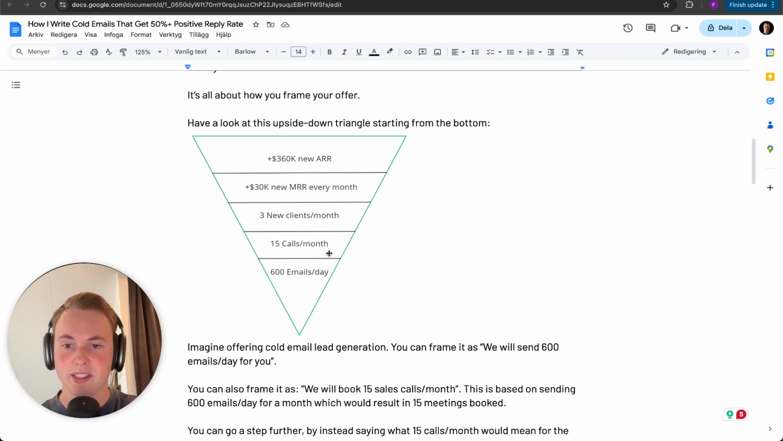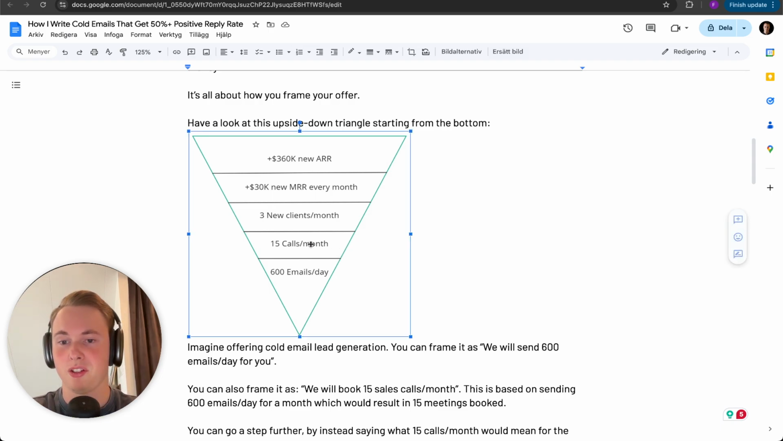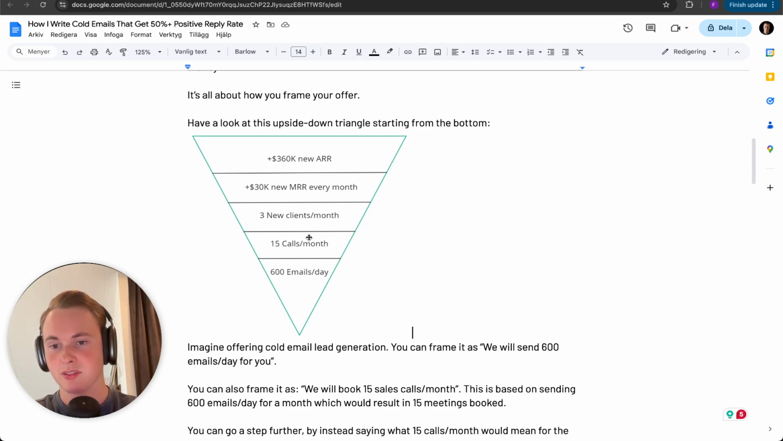So what we did here is just take this a step further. For example, if we send 600 emails every single day for a month, let's say that might result in 15 calls every single month. You can also take it a step further again and think, well, how much would that mean in terms of clients? If you have an average closing rate of around 20%, that would result in 3 new clients every single month. And you can just continue on, go even deeper. 3 new clients would probably mean around 30k every month for you guys in new MRR. Of course, this depends on the average deal size and stuff like that. This is just an example.